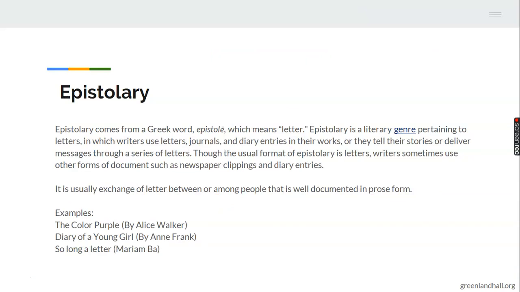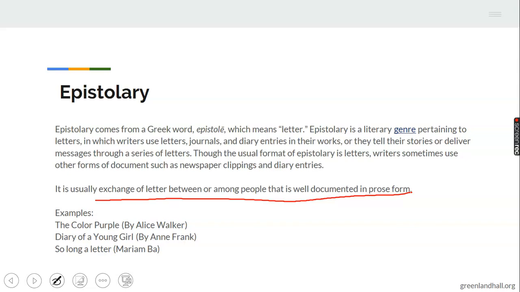Then epistolary now. This is novels in letter form. Let me put it that way. The word epistle in the Bible, Epistle to the Romans, means letter. So these are novels in letter form. Simply put, it is an exchange of letters between or among people that is well documented.